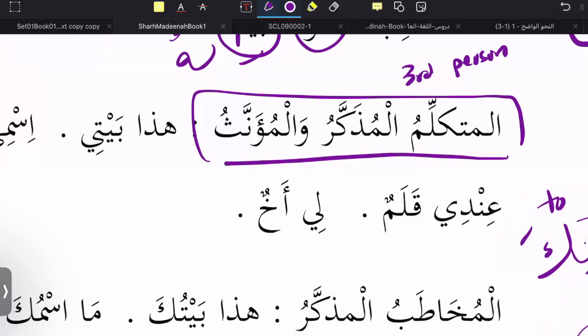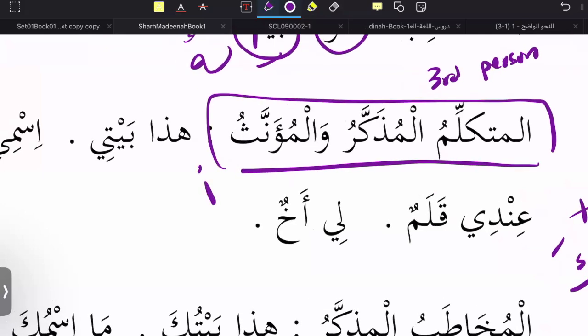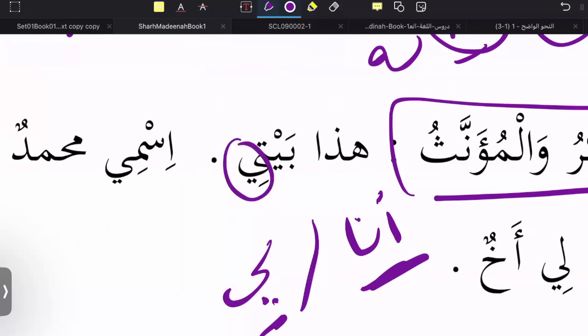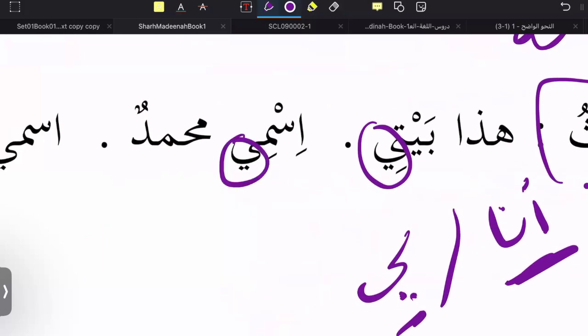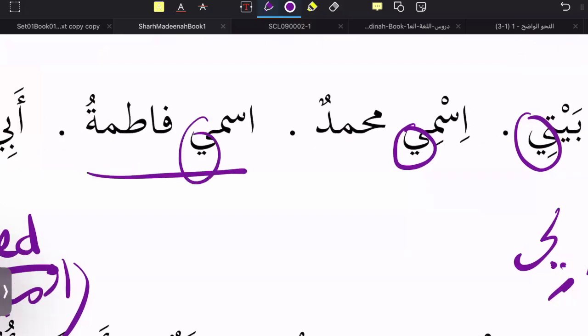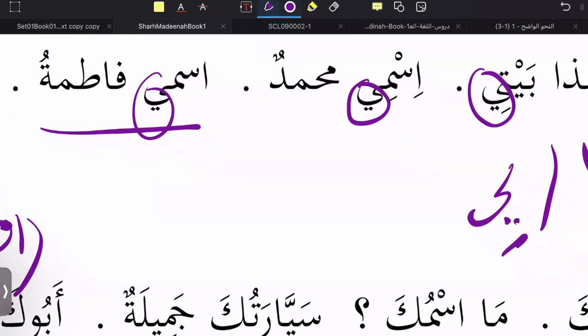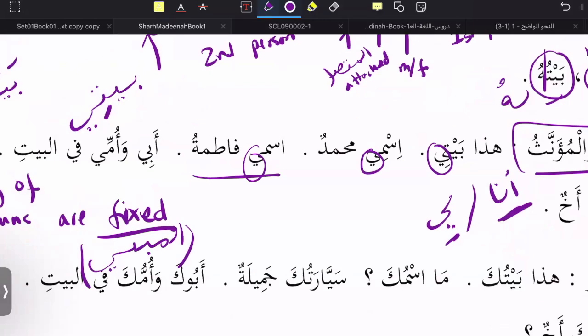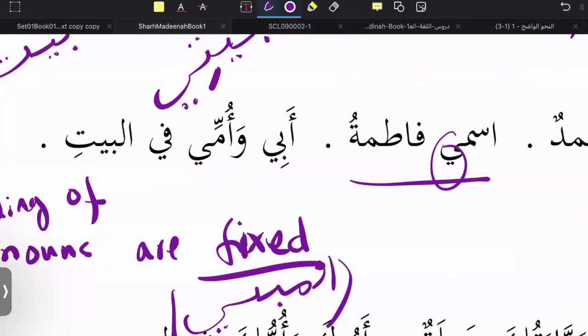Meaning when you say ana, whether it is attached or detached, it is both for masculine and feminine. So you say hada baiti, this is my house. Ismi, you can say ismi Muhammad or you can say ismi Fatima. As you see, the ya, the pronoun, is the same. So this ya is for both masculine and feminine. Abi wa ummi fil baiti.